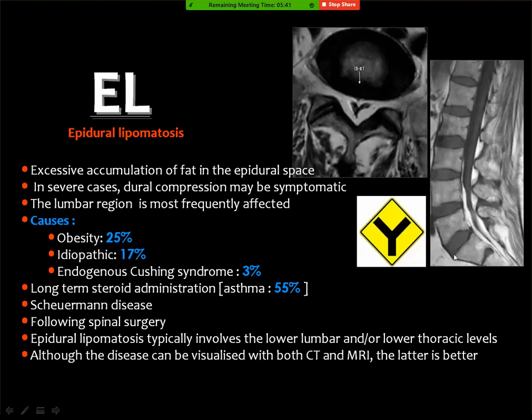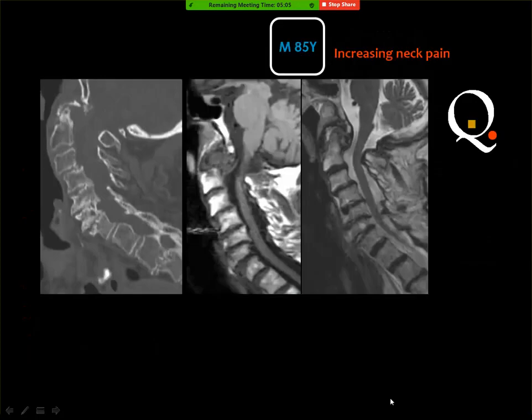Epidural lipomatosis is a disease where there is excessive accumulation of fat in the epidural space. The causes are usually due to obesity and may be idiopathic, and may be due to Cushing syndrome or long-term steroid administration, Scheuermann disease, spinal surgery, and epidural lipomatosis usually occurs in the lower lumbar region. And if you see this Y configuration, you can easily diagnose the lesion.